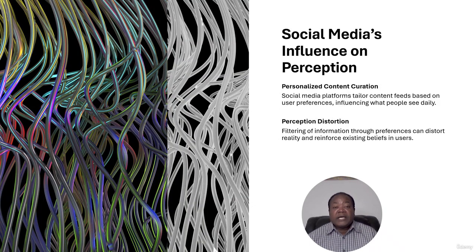Social media shapes how people perceive reality by curating personalized content feeds. This personalization can distort perceptions by filtering information through user preferences and shared content, reinforcing existing beliefs.